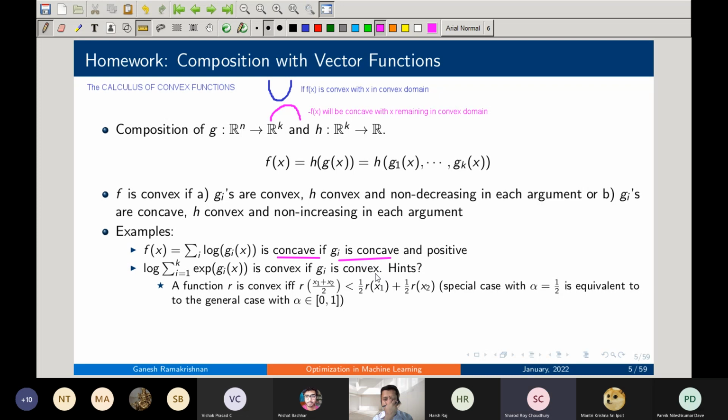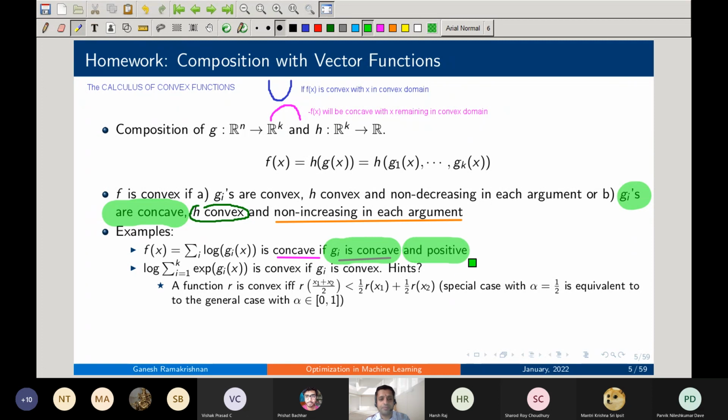Sir, property B. Okay, property B: the g_i are concave, h is convex, the composition, and non-increasing in each argument. So let's verify this happens or not, and what were those corresponding choices. This g_i we're talking about here is concave, and we are saying they are positive. The non-increasing in each argument is required for the convex function. So what is the convex function we are talking about here?